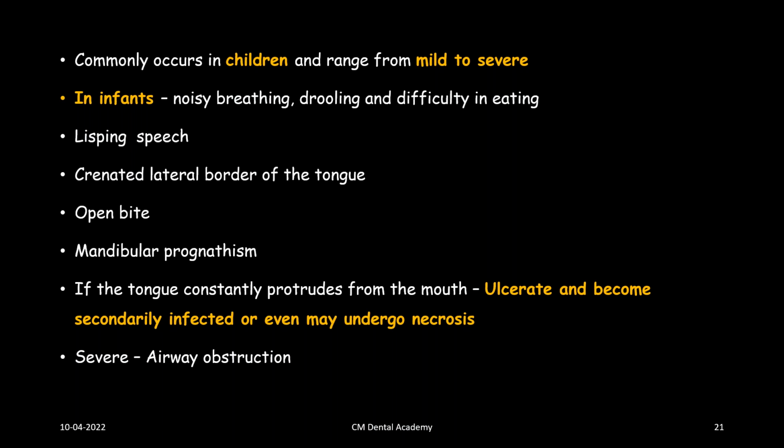As the tongue puts pressure on the anterior teeth, there will be open bite and mandibular prognathism, where the mandible overgrows in the forward or anterior direction. If the tongue constantly protrudes from the mouth, there are chances of ulceration and secondary infection, or it may even undergo necrosis. Very severe cases present with airway obstruction.